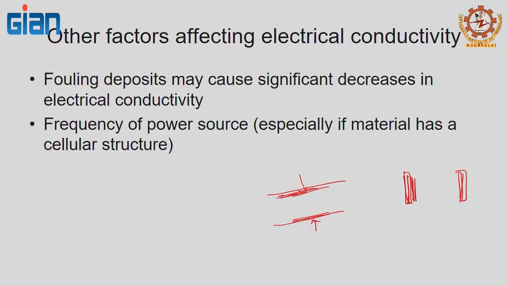The frequency of the power source you should probably also pay attention to. So the line frequency in the US is 50 or 60 hertz. Can the frequency increase to 100 hertz or 120 hertz? Those also affect the electrical conductivity values.